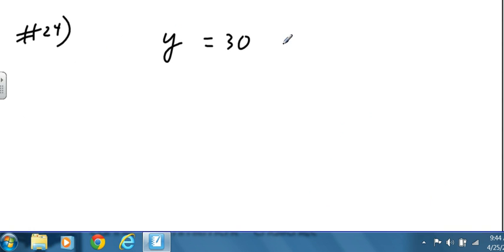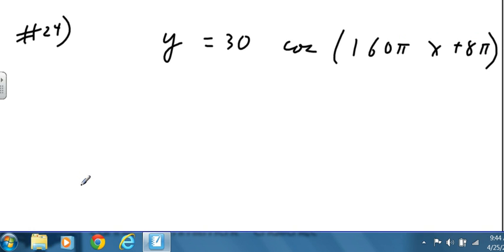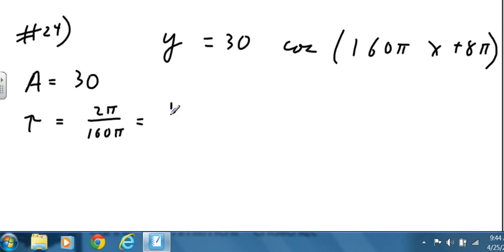Y is equal to 30 cosine of 160 pi x plus 8 pi. I do have to do my homework. Well, isn't that special? Anyway, we want to know the amplitude, 30. We want to know the period, 2 pi divided by 160 pi. 1 over 80 is the period.